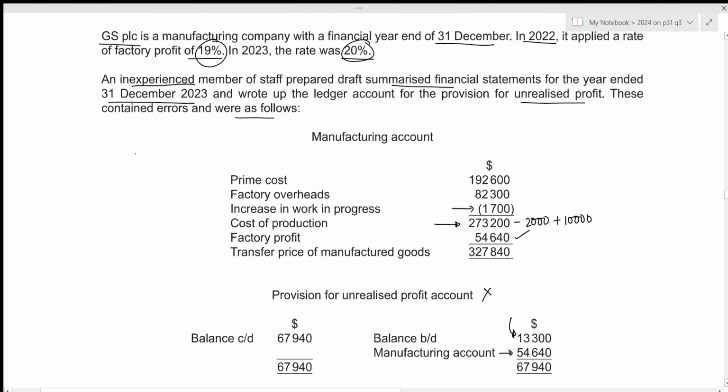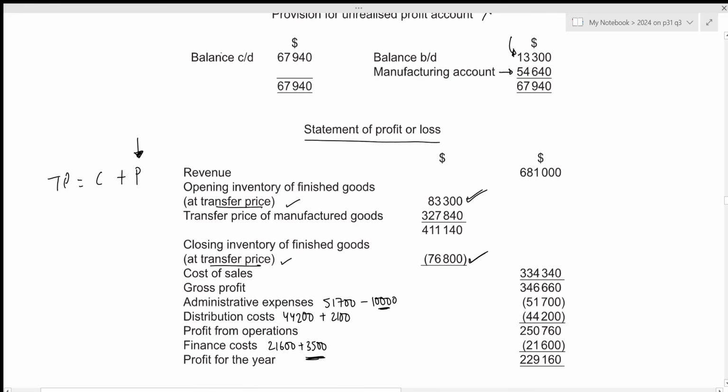And in this case, for the opening balance, in 2022, we applied a rate of 19%. So that will be the rate of profit. So the transfer price will be equal to cost plus cost times 19%. Now the transfer price for the opening inventory is 83,300. If we take the cost common, that will be cost times 1 plus 19%. So the cost itself will be 83,300 divided by 1 plus 19%. And remember that profit is just cost times 19%.